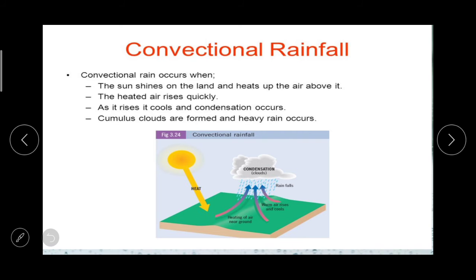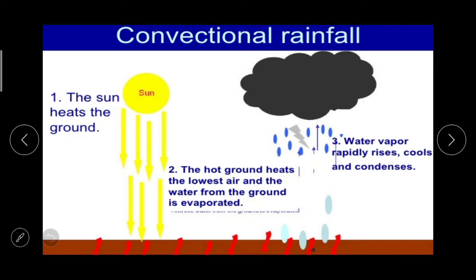Convectional rain occurs when the sun shines. Here you can see this one is the sun. It's heating the surface. The sun shines on the land and heats up the air above it. The heated air rises quickly. As soon as the air gets heated, it goes in the upward direction. It is warm below, but as it rises it cools and condensation occurs. So cumulus clouds are formed and heavy rain occurs. In this figure also you can easily understand.